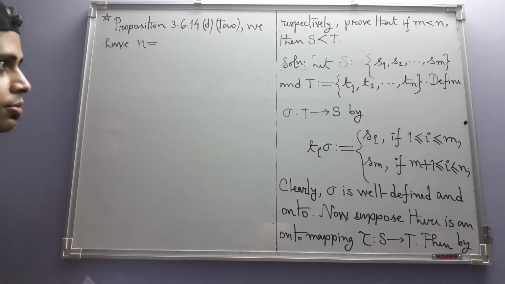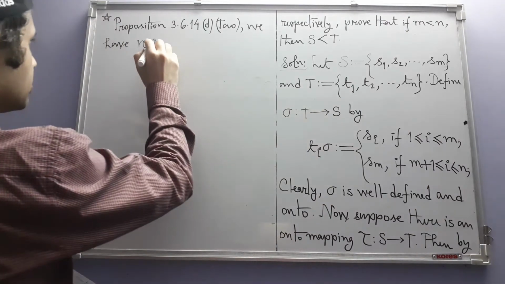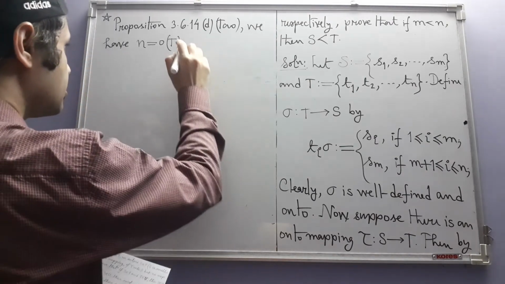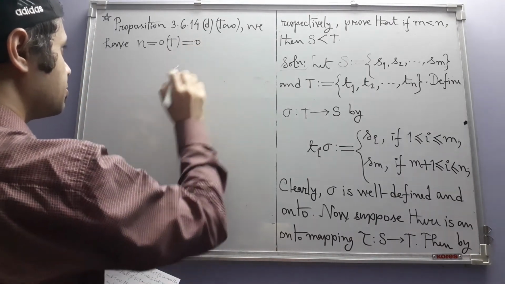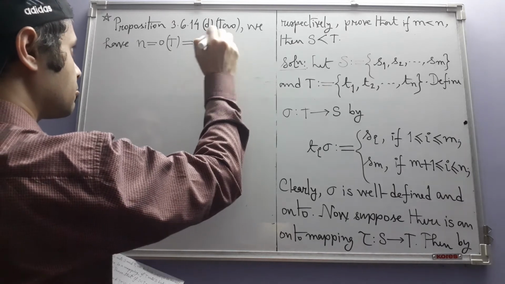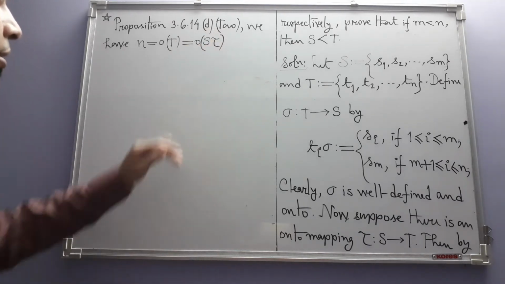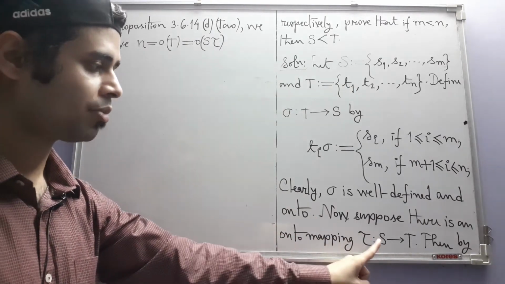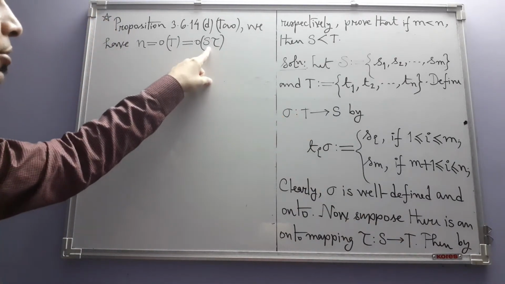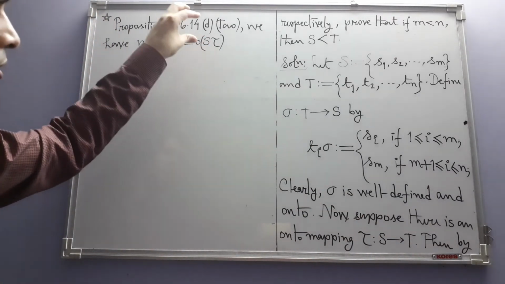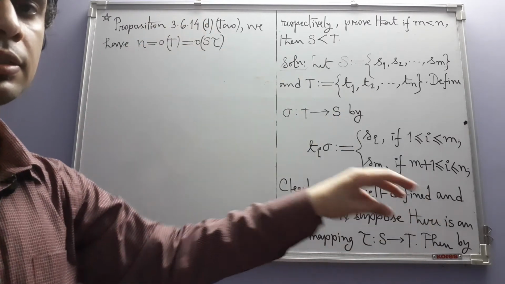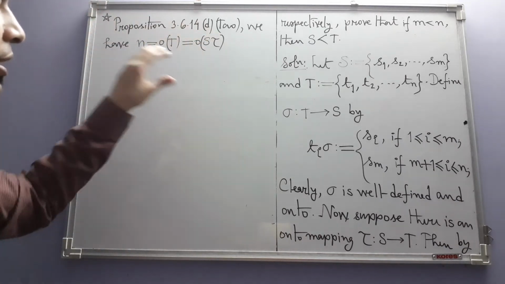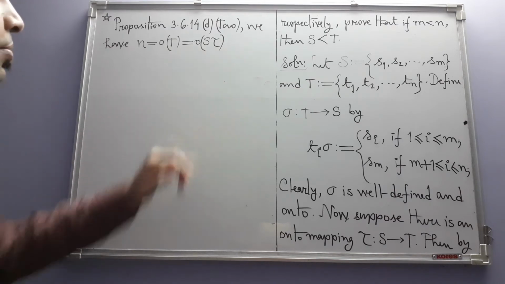n is equal to, what is n? N is the number of elements in T, and that is equal to the number of elements in S tau, because by our supposition tau maps S onto T. So T is equal to the image of S under tau. This image is entirely T. There is no portion of T left uncovered by this image. It completely covers T. So here T is equal to S tau.